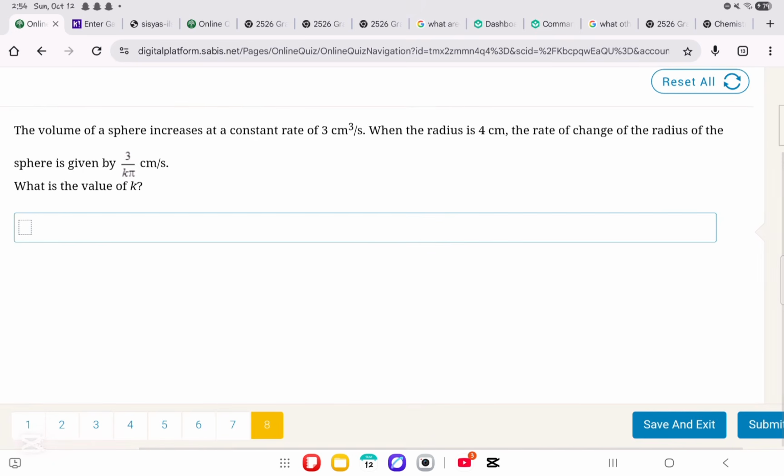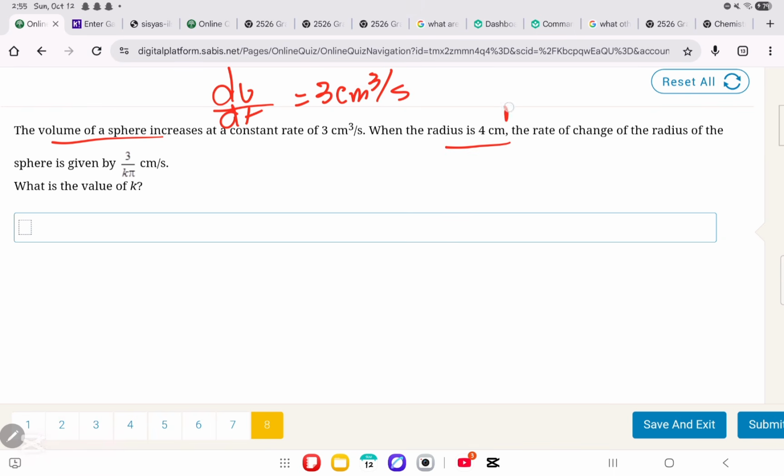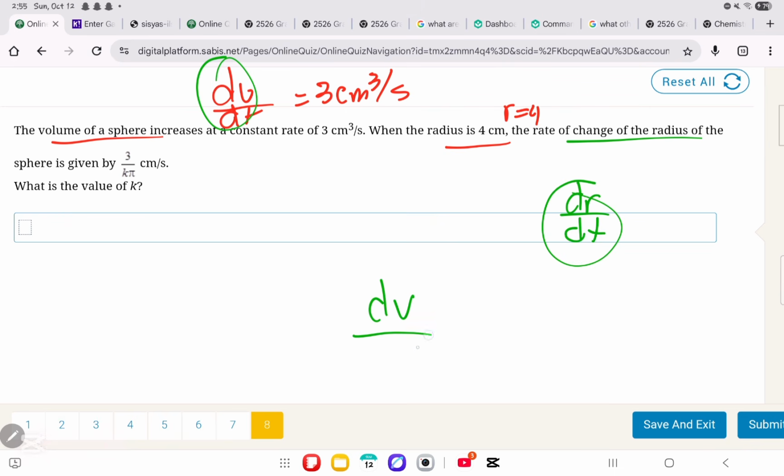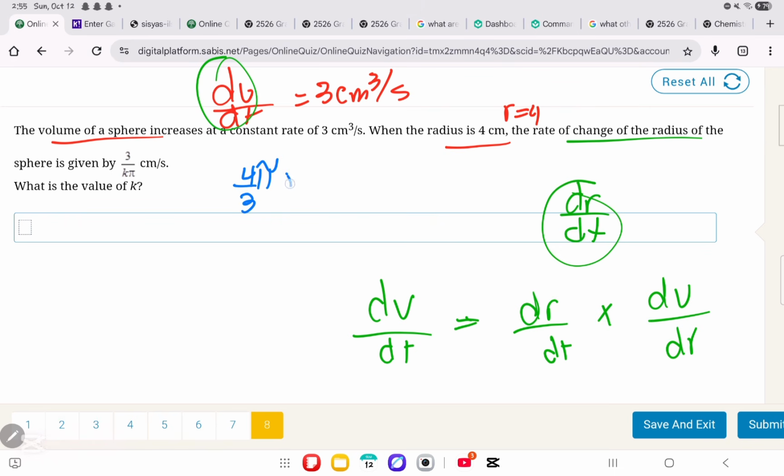The volume of a sphere increases at a constant rate of 3 centimeter cubed per second when the radius is 4 centimeters. Okay, first of all, let's write this. So dv over dt is how much? It's 3 centimeter cubed per second. Then the radius is 4. They want the rate of change of the radius, so they want dr over dt. What's the equation that relates these two? dv over dt is equal to dr over dt times dv over dr. What is the volume of a sphere? It's 4 over 3 pi r cubed. So you take now the derivative of it to find dv over dr, which is 4 pi r squared.